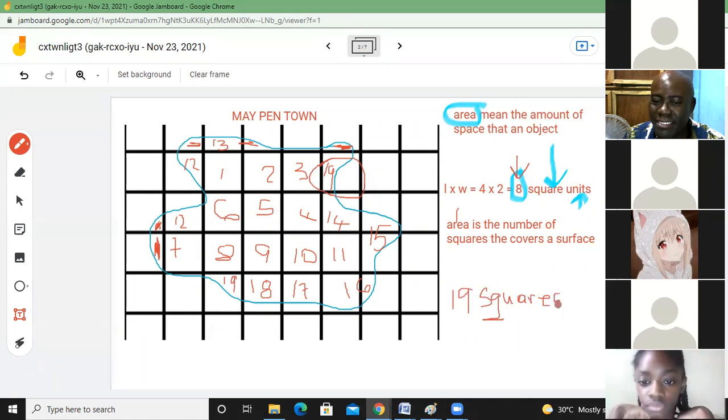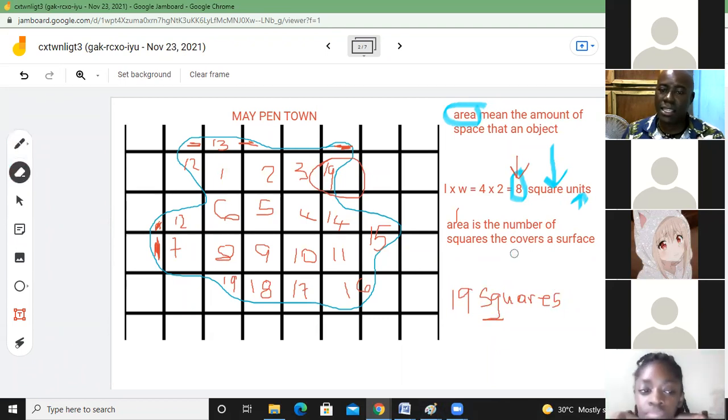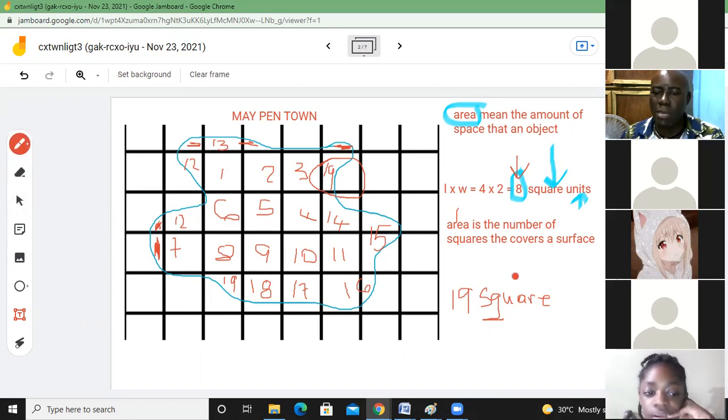19 squares. Or you could say 19 squares and then tell the unit. So we have 19 squares. And what's the unit? Well, I'm going to make up a unit right now. Can I just make up a unit? So I'll say 19 squares and it's in kilometers.